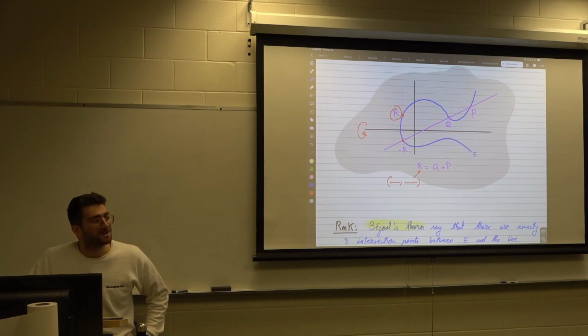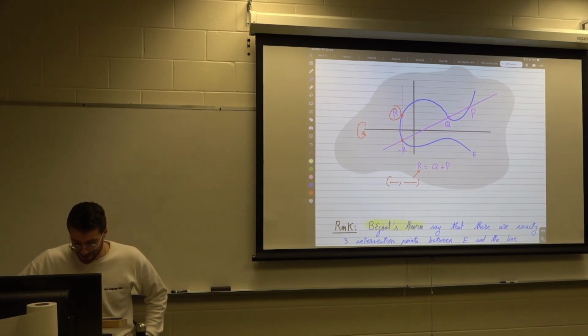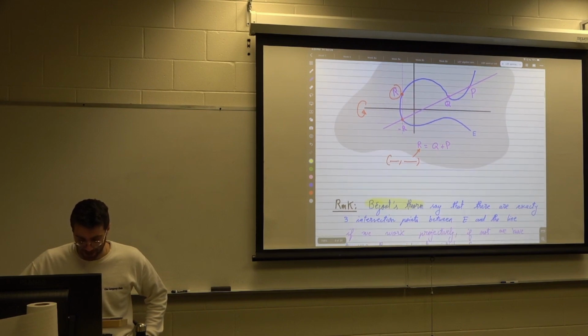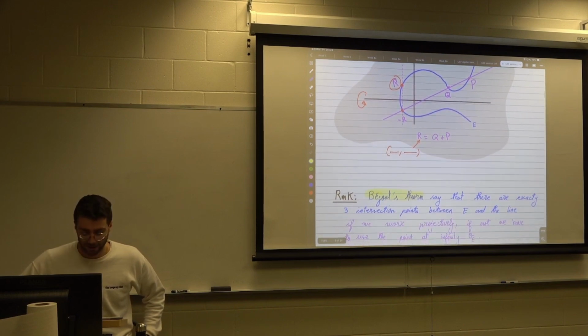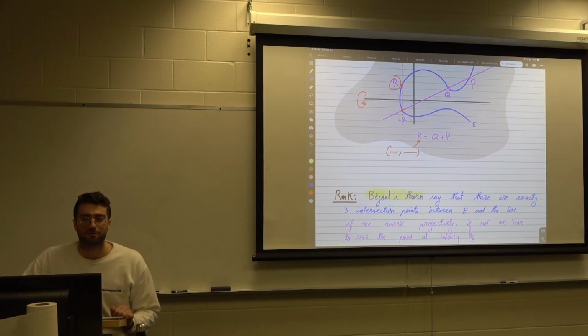But there's just one key problem: this theorem only works when I'm working with the projective version of the elliptic curve. Now this is not the projective version. I'm using the affine version, where I'm basically having to say, oh, but there's the point at infinity every single time. So there might be an issue, but we can solve it easily by reminding ourselves that there's a point at infinity.